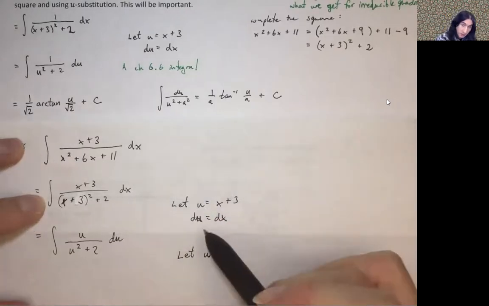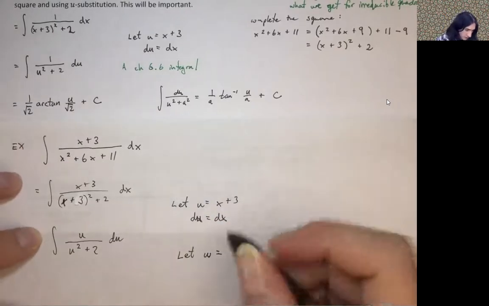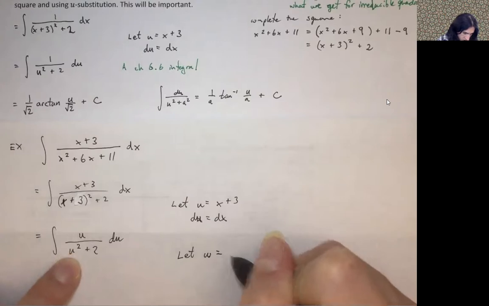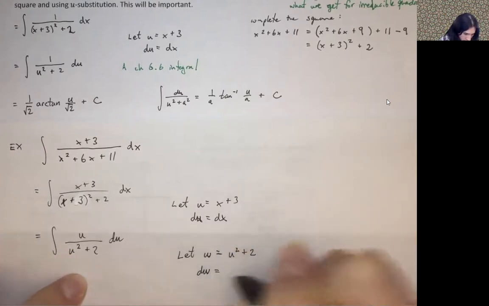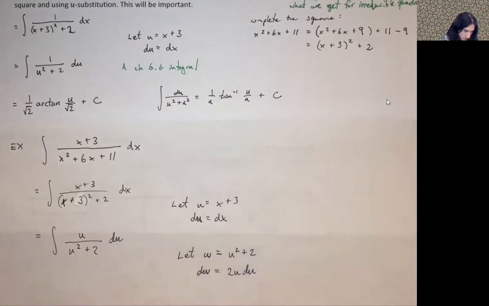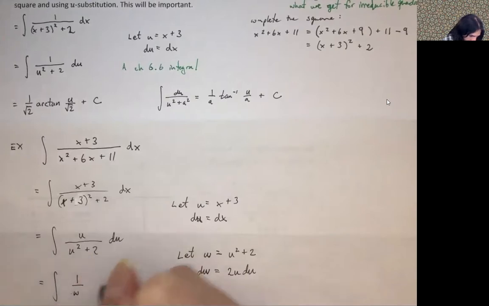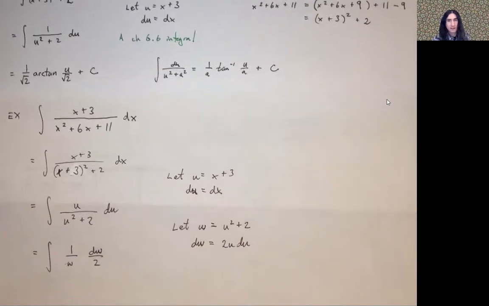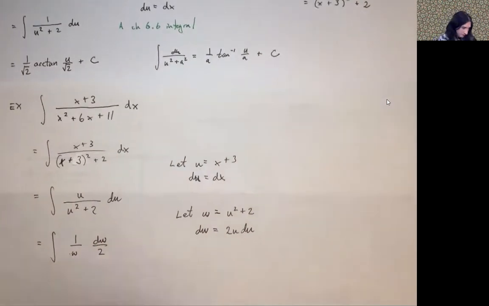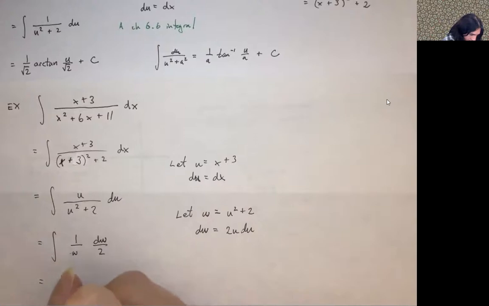Although we've already used up u once, so I'm moving on to w. So let's say w is equal to u squared plus 2, and then dw is equal to 2u du. So that means dw over 2 would be my u du. So this looks like 1 over w times dw over 2. All right. And now when we integrate, oh, it's a natural log again.